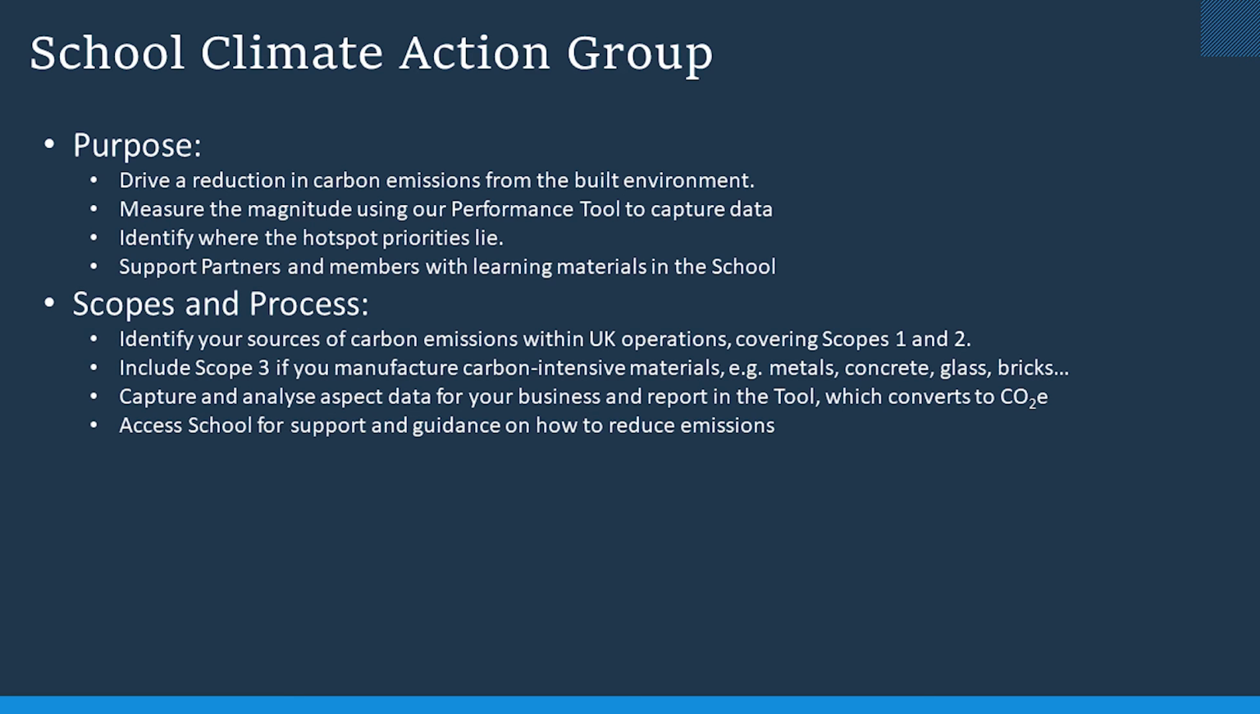So again, scopes and processes, you know the routine by now. So you're asked to identify your sources of carbon emissions from within your UK operations, covering primarily your scope 1 and 2 emissions. So the fuel that you put into your vehicles, the gas that powers your boiler, your electricity from the grid is very important and is probably key to this. You should also be including your scope 3 emissions if you are the manufacturing point of carbon intensive materials and products, because you're the ones consuming the energy to drive that. So you're knowing what your scope 1 and 2 emissions are to create those products and those materials, but also the embedded carbon of the primary materials that you are insourcing to create your product.